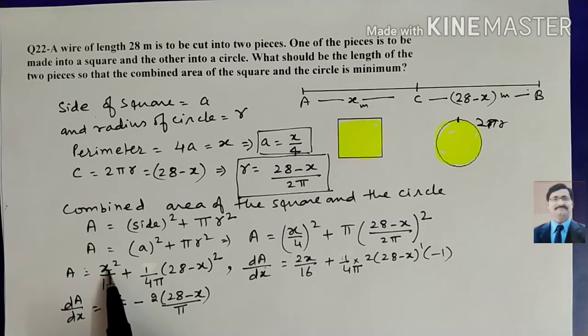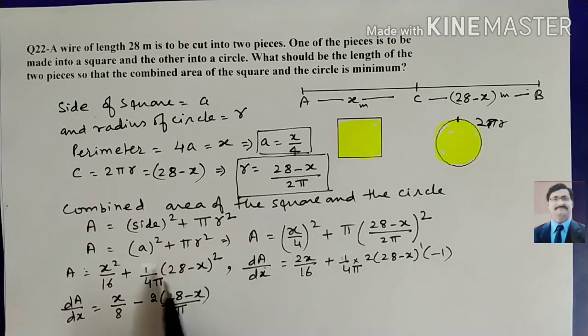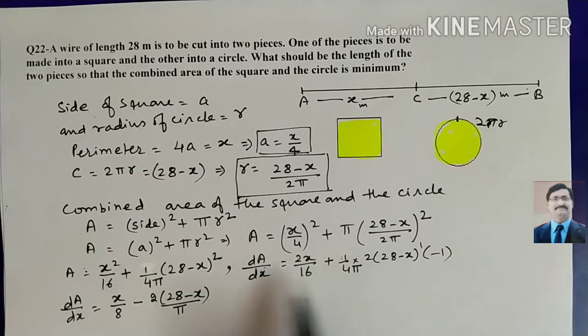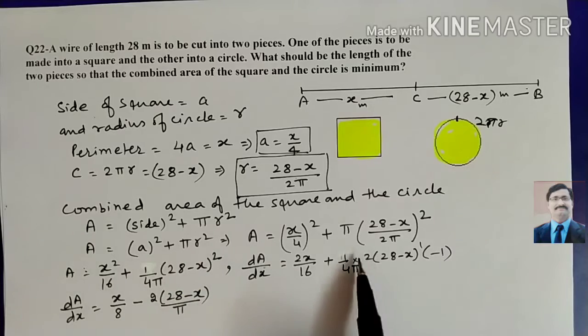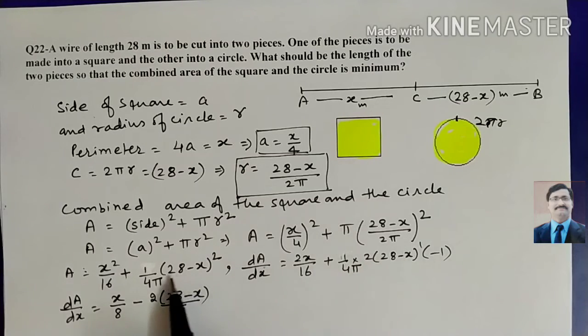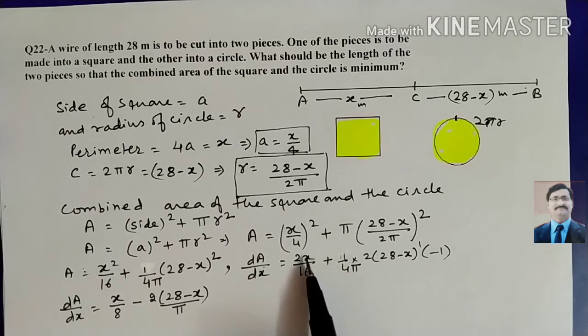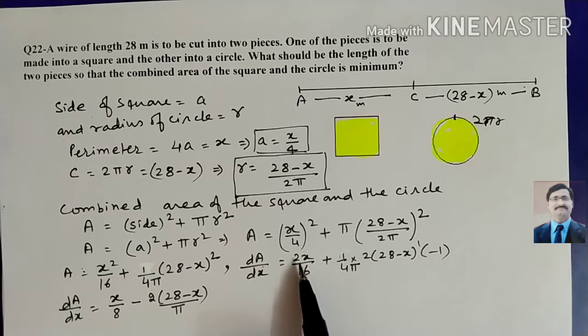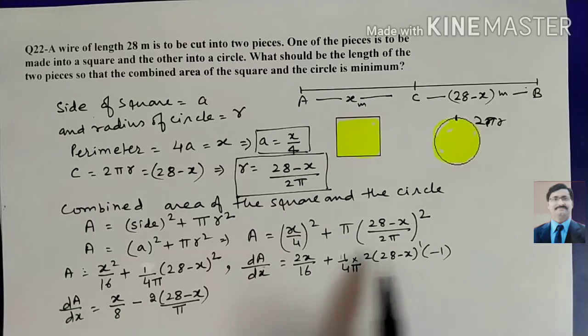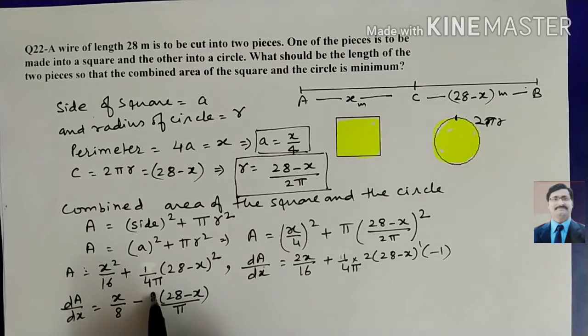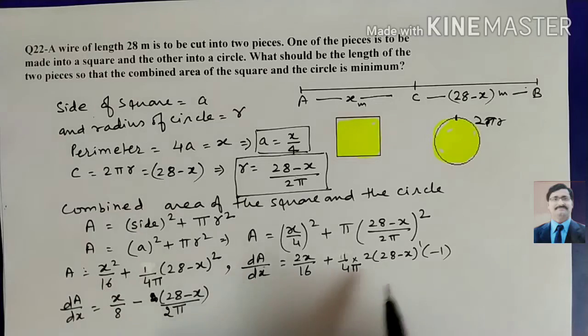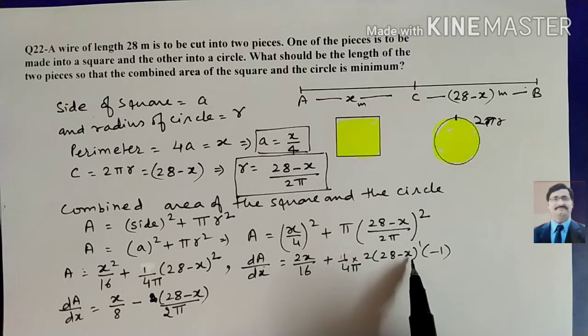Differential of x square is 2x, so we write 2x upon 16. Differential of 1 upon 4 pi we write as it is, and differential of 28 minus x whole square will be 2 bracket 28 minus x, and the differential of 28 minus x is minus 1. So we can cancel here, and we get x by 8 minus, and this 2 and 4 we cancel, we get 28 minus x upon 2 pi, and 28 minus x.